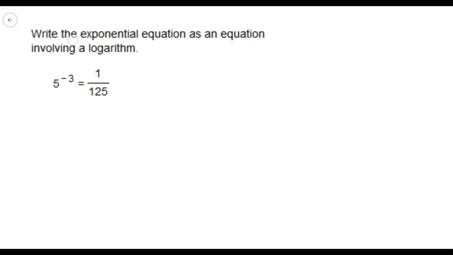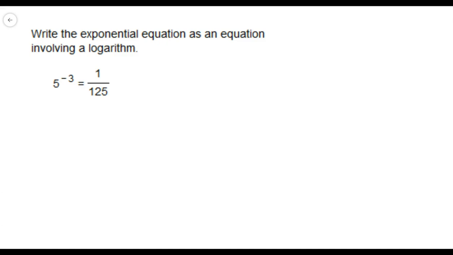The next problem says write the exponential equation as an equation involving a logarithm. So what we need to know is that exponential equations and logarithmic equations, these are inverses of each other. So they're related. We need to see how they're related to each other.